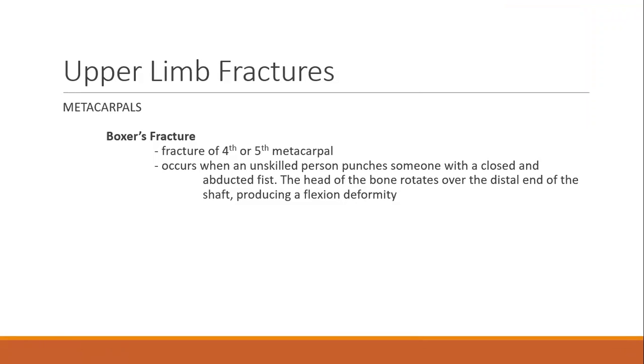Another fracture that you can get in your hand is a boxer's fracture, which the name is ironic because oftentimes this is for people who aren't boxers, who are unskilled at punching. And so the question will have a scenario where a person punched a wall or got into a bar fight and punched someone, and they ended up with a fracture of the fourth or fifth metacarpal, specifically the distal head of the metacarpal.